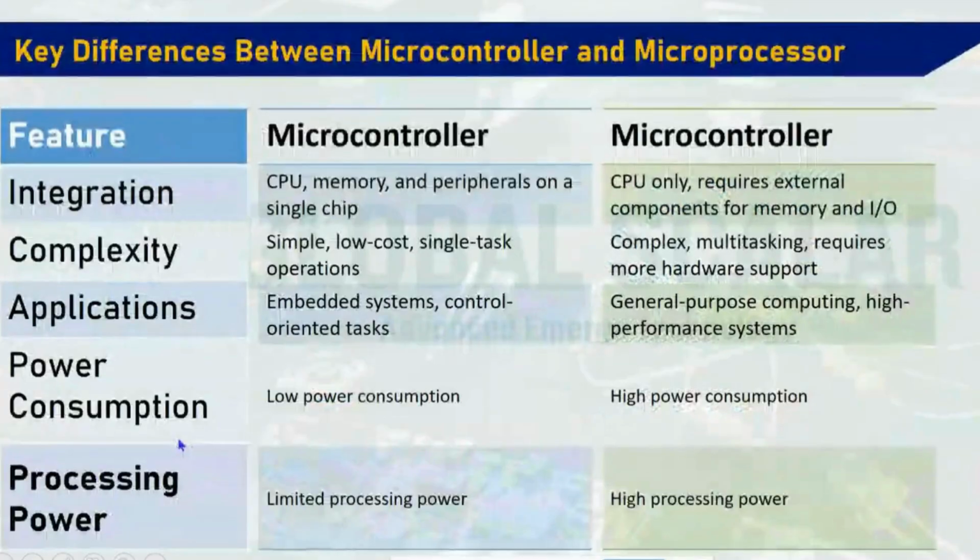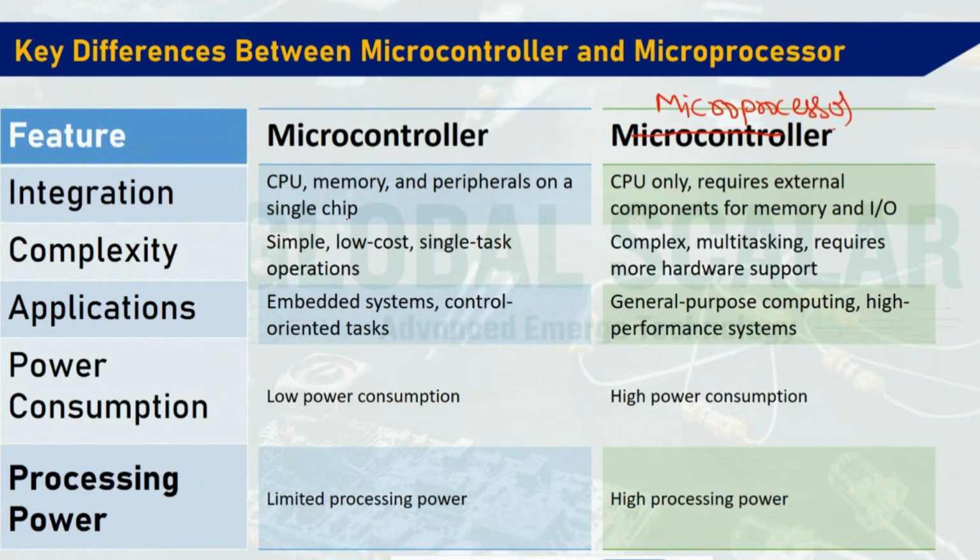And the major difference between the microcontroller and microprocessor is the integration level. The CPU, memories, and peripherals are on a single chip in a microcontroller. But a microprocessor has only the CPU. We connect the memories and IOs externally if needed for the microprocessor. So this is the part where we connect externally, and then there is the complexity.